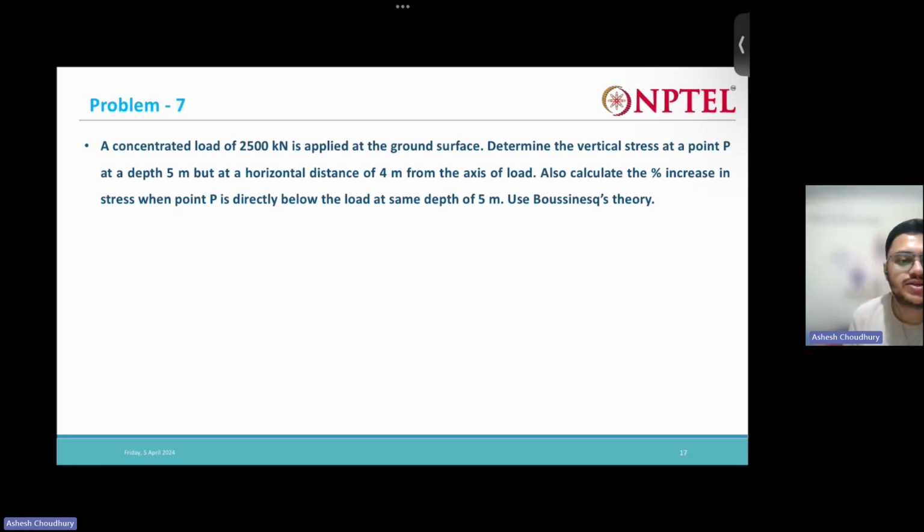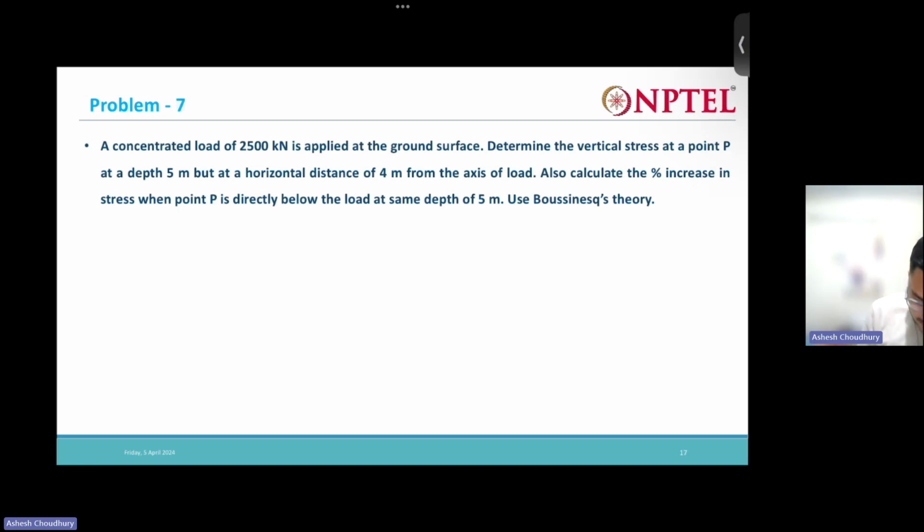So we have a concentrated load of 2500 kN applied at the ground surface. Determine the vertical stress at the point P at a depth of 5 meter, but at a horizontal position of 4 meter from the axis of load. Also, find the percentage increase of the stress directly below the load. Okay.